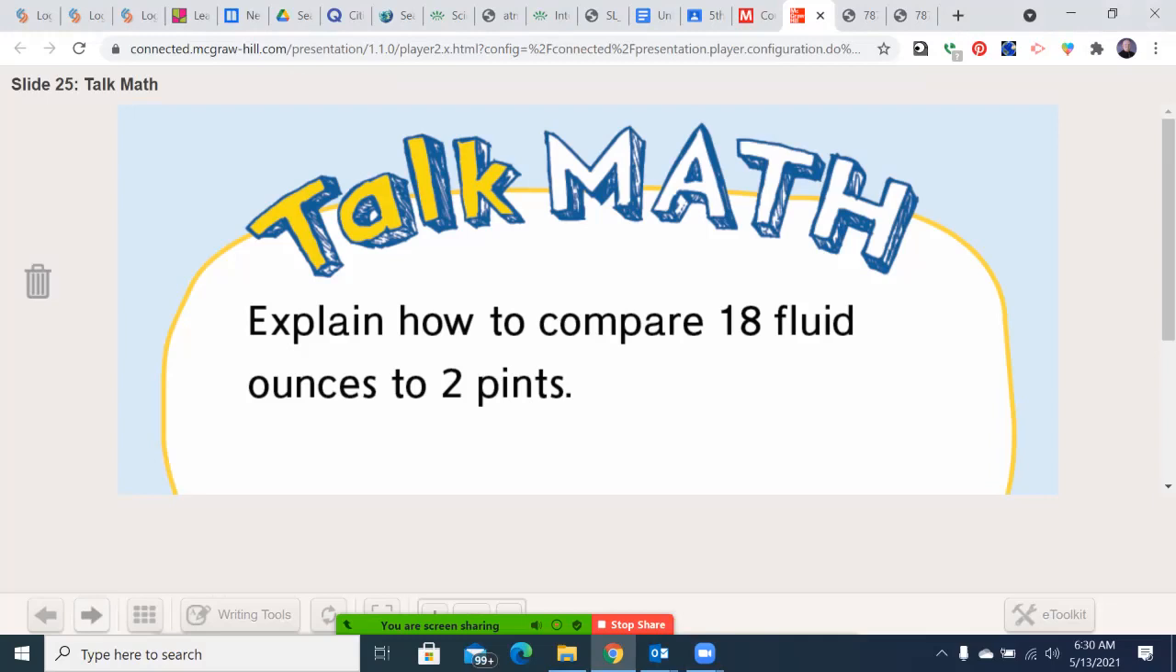How to compare 18 fluid ounces to 2 pints. Well, we know a pint is 16 fluid ounces or 2 cups. And 18 is greater than 16. So 18 fluid ounces is greater than 2 pints. Oh, sorry. 2 pints. That's going to be 32 fluid ounces. So 18 is less than 2 pints. It's greater than 1 pint, but less than 2.